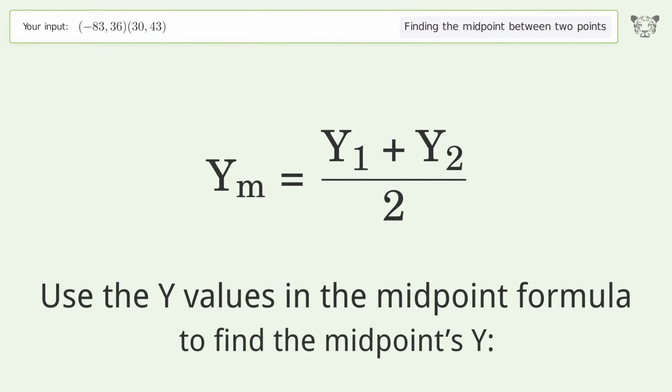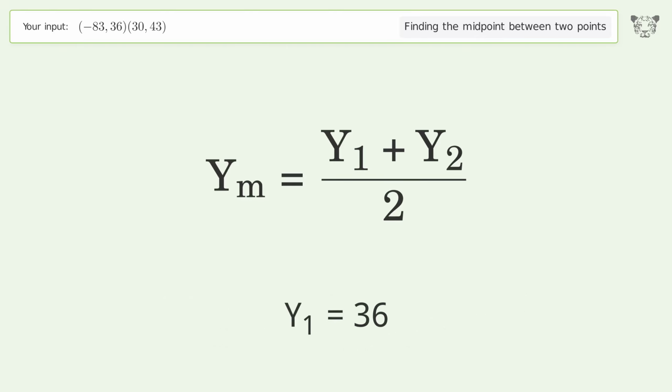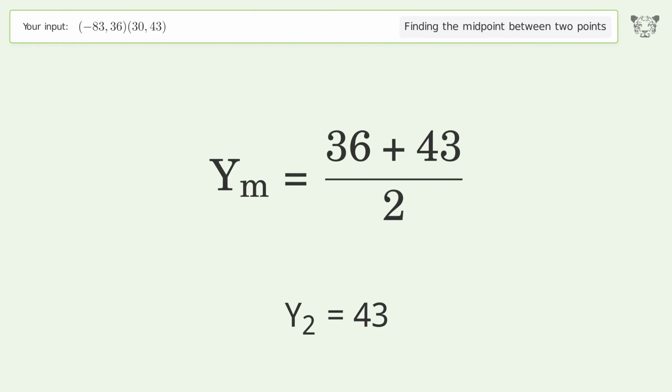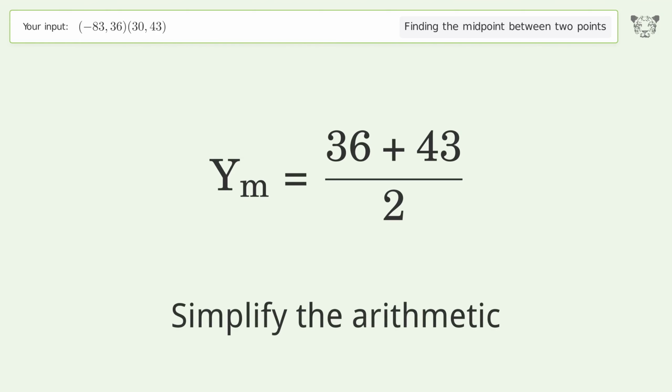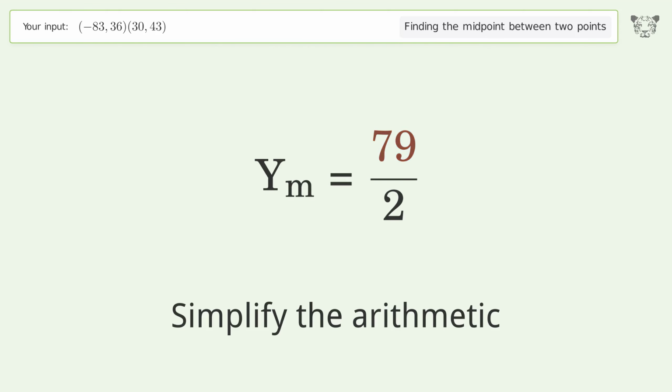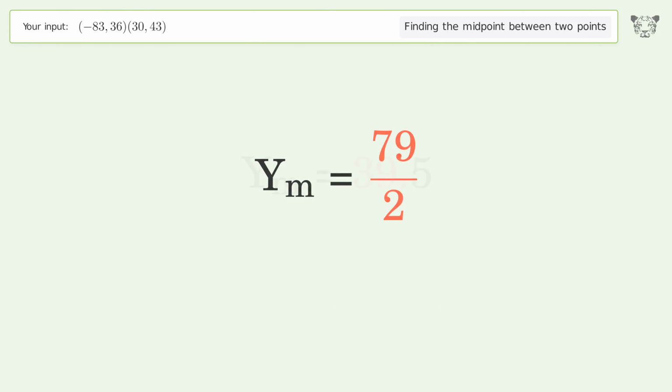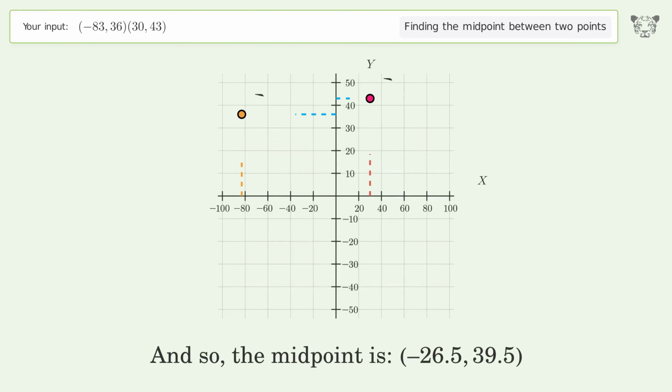Use the y values in the midpoint formula to find the midpoint's y. y1 equals 36. y2 equals 43. Simplify the arithmetic. And so, the midpoint is negative 26.5, 39.5.